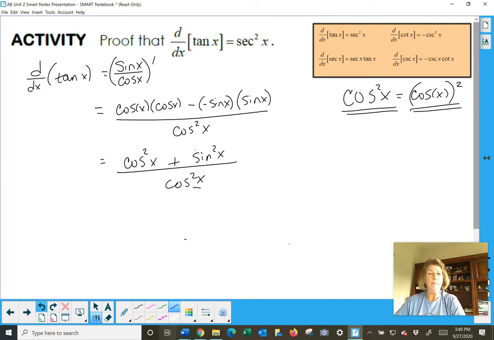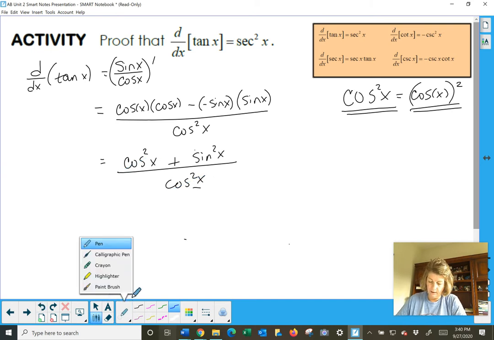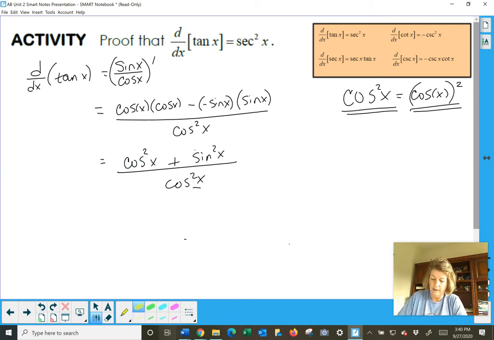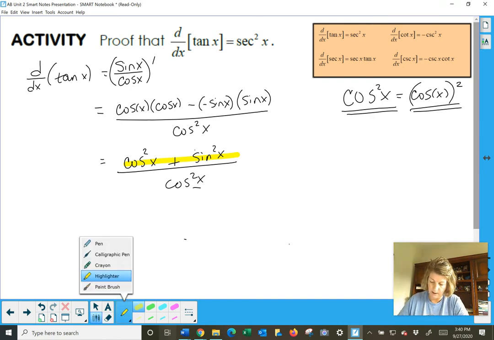Let's back up then. What can we do? Well, Zabel did a great job of teaching you the identities, and I hope many of you, as you read that, sine squared plus cosine squared equals, what does it equal?